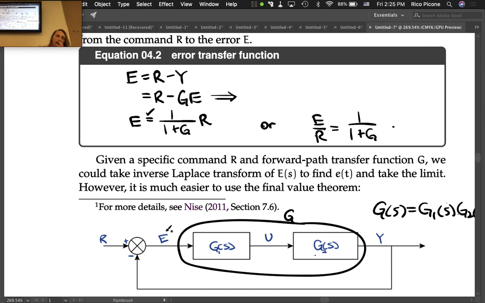Given a specific command R and forward path transfer function G, we could take the inverse Laplace transform of E to find e of t and take the limit. So we've got an expression for E. We could just plug in R, plug in G, take the inverse Laplace transform, and find the final value, right? But we want to do a little more analysis because we don't know a specific G or a specific R, so we need to interpret as much as we can from the characteristics of what R might be and what G might be.